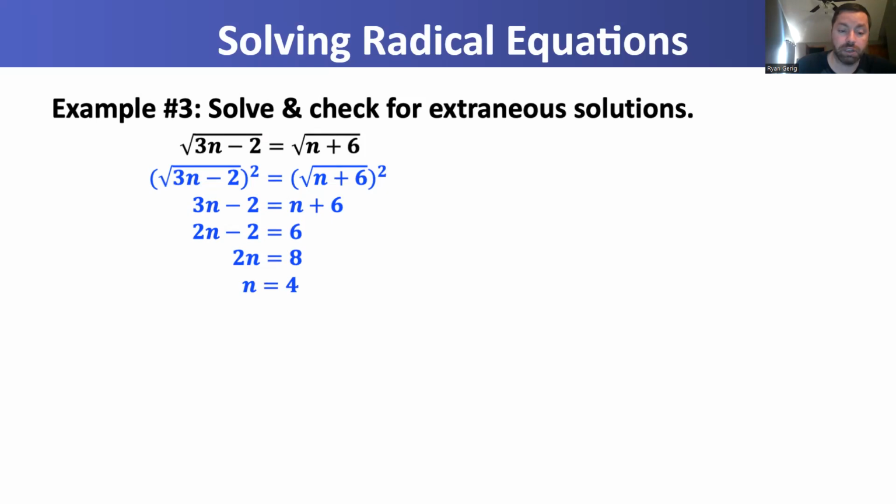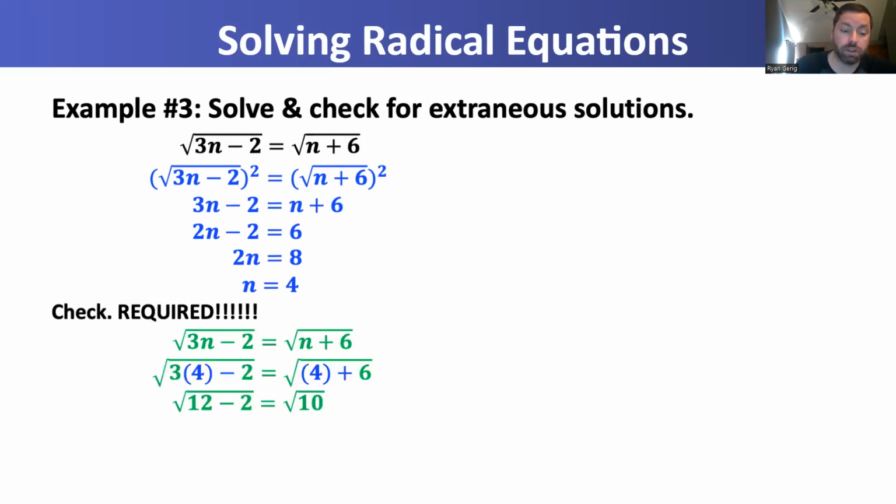Plug it back in, you still need to do that. So 3 times 4 is 12. 12 minus 2 is 10. The square root of 10 is equal to the square root of 10. Therefore, 4 is a solution. All right, and that concludes our lesson on solving radical equations.